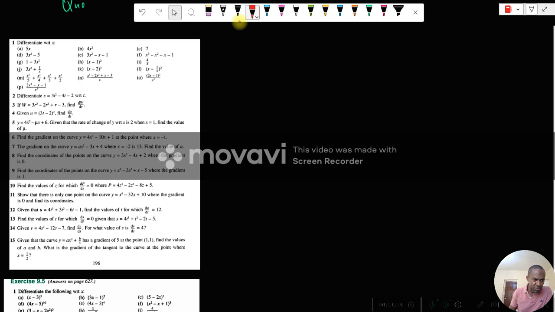All right, so let's begin with this one here. I'm going to look at number 6. So number 6 says find the gradient on the curve y equals 4x cubed minus 10x plus 1 at the point where x is equal to 1. Now, remember we said that for any function y equals f of x, dy by dx is called the gradient function of the curve, right?